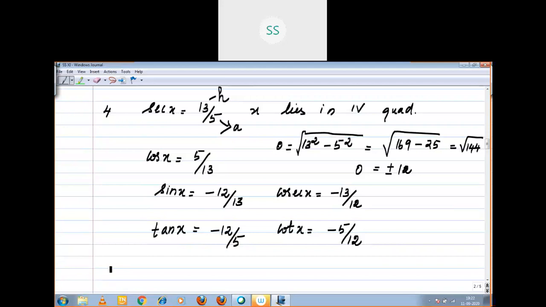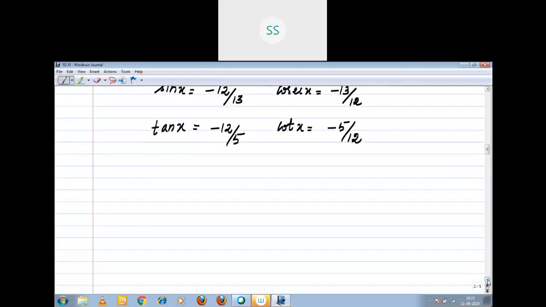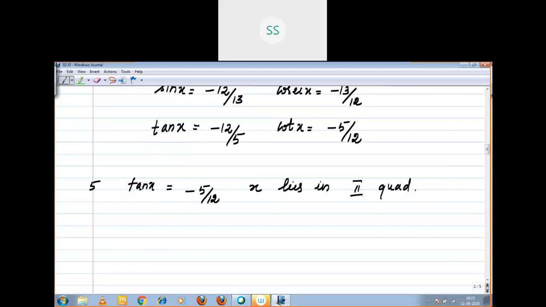Got it, children? Now, question number 5. Tan x equal to minus 5 by 12. X lies in the second quadrant. Second quadrant means which trigonometry functions are positive? I told you, children. Yeah, very good. Sin and cosecant alone are positive. This is your opposite, adjacent. Using the Pythagorean triplet, hypotenuse equal to plus or minus 13.